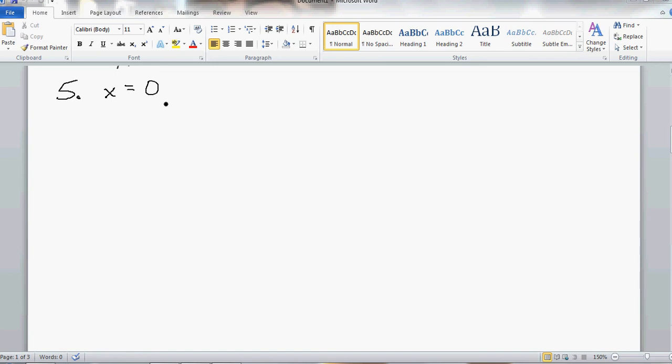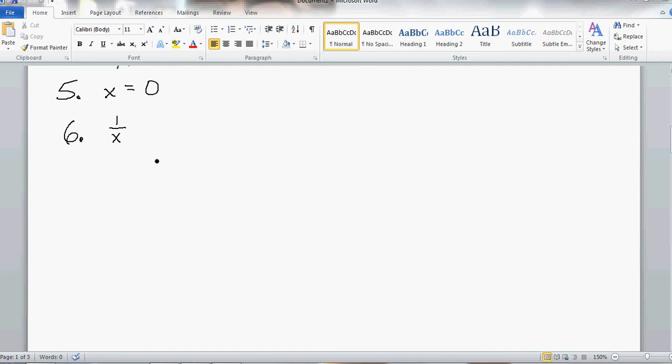Number 6 asks us to graph the function using transformations. And here is where we need to go back a little ways. We need to think of, first of all, what's the parent function? The parent function is the reciprocal function 1 over x, because we've got something over x something.